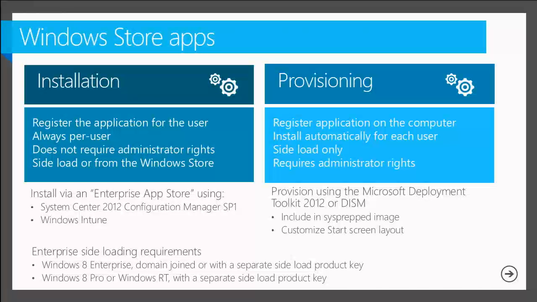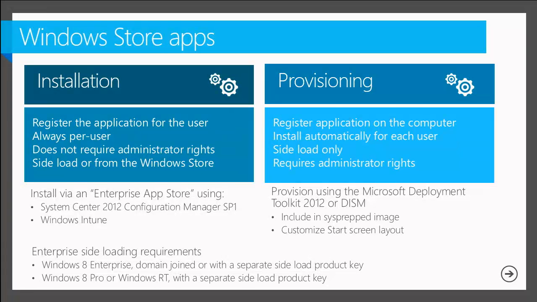So then when we talk about requirements for side loading, in order to enable side loading, you need to be running Windows 8 Enterprise joined to an Active Directory domain, or you can install a separate sideload product key. Windows 8 Enterprise comes with software assurance, so it's a software assurance benefit. Software assurance provides that sideload product key for free. So as long as you have software assurance, running either Windows 8 Enterprise or using that sideload product key, you're good. You're set to go from there.